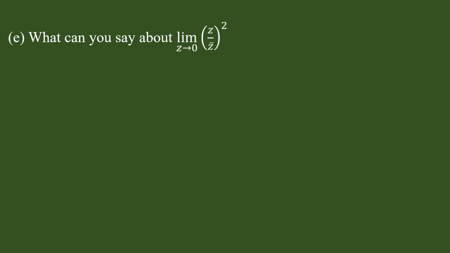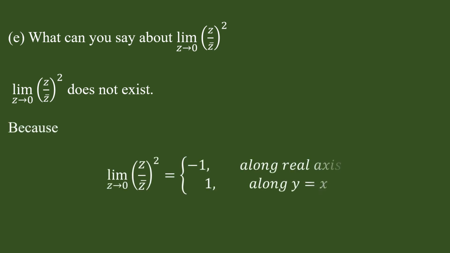So the last question, what can you say about whether the limit exists or not? It is very simple, we can say the limit does not exist because it is minus 1 along the line y equals x and 1 along the real axis. Real or imaginary, both we can say. So only two paths we need to show that the limit does not exist. So this is the solution of question number 1 part A.